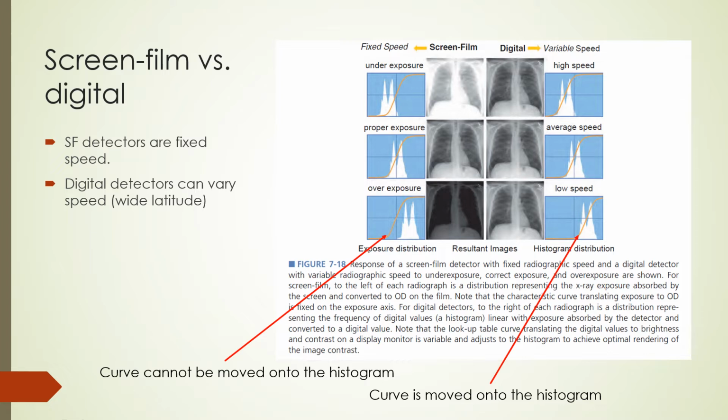This slide shows a few images acquired with a screen film system at low exposure, proper exposure, and high exposure. The screen film system will show a poor image for overexposure and underexposure because of a fixed film speed, as shown by the HD curve. A digital detector can always correct the image to show proper exposure whether the image is under or overexposed, because the speed can be shifted by just moving the curve, as is shown on these images.